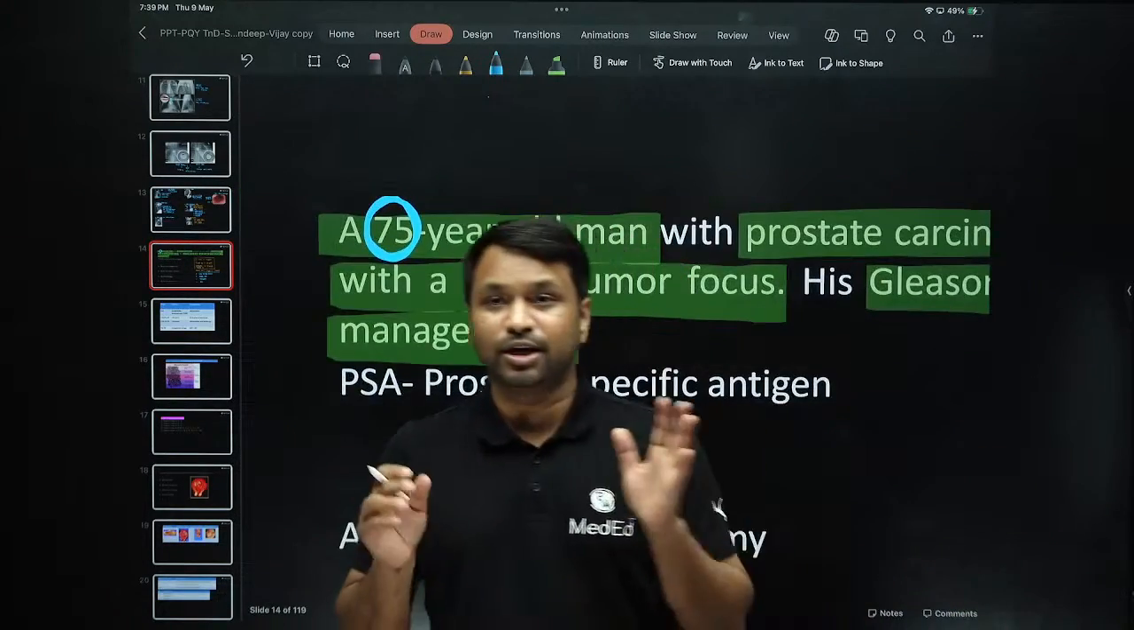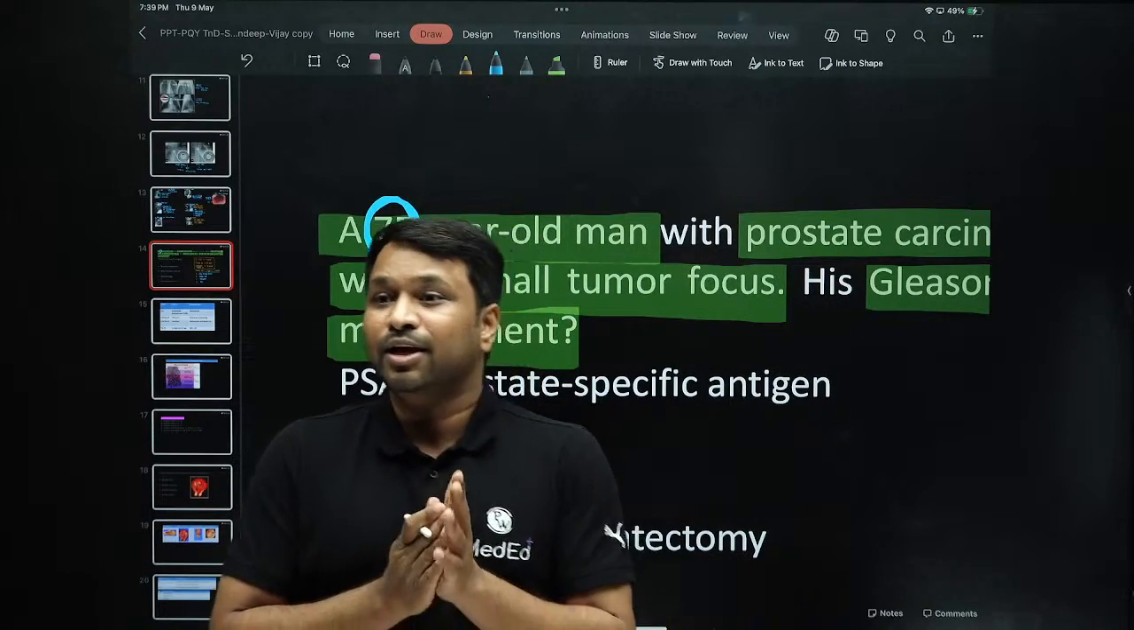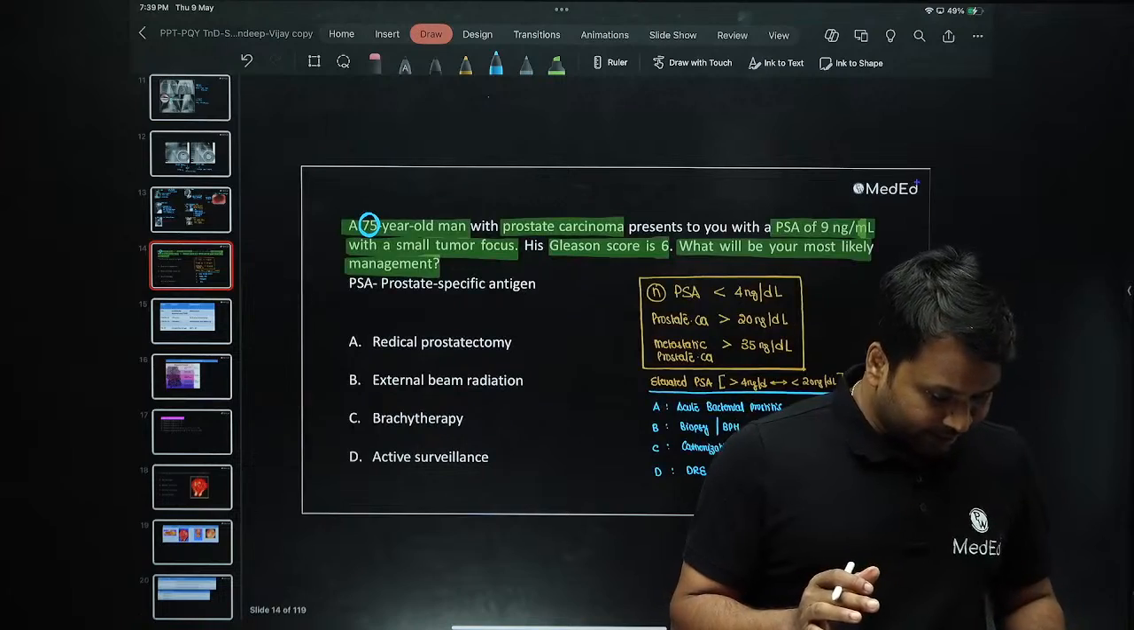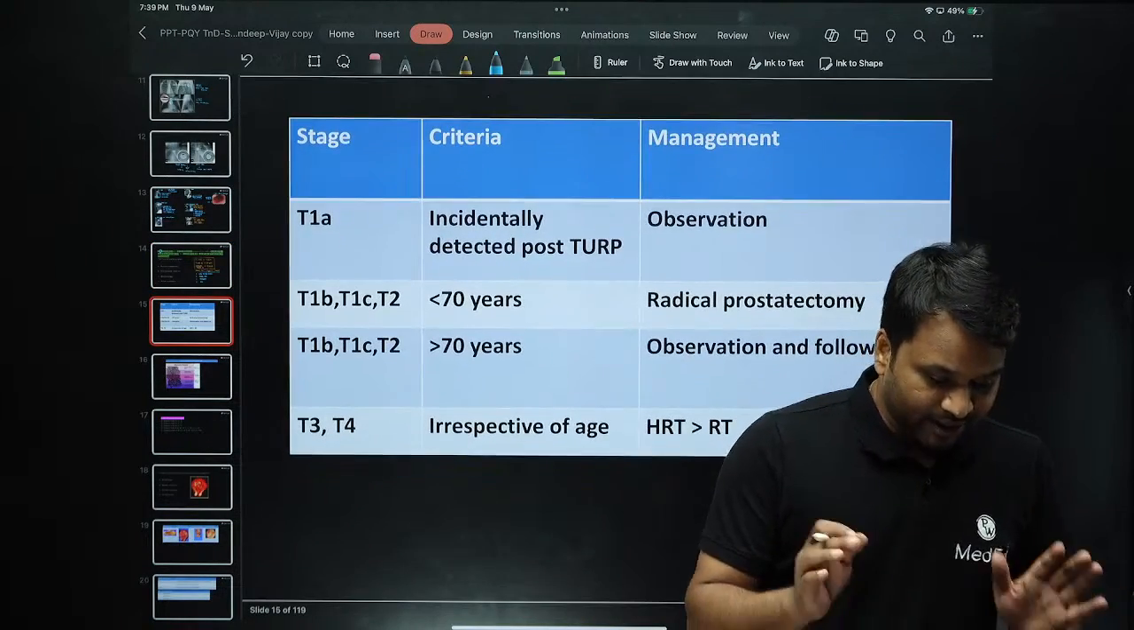We wanted a patient who has to be less than 70. Low risk is more than 70, 75 is not. So you need to look at the age of presentation. So that is why we have the criteria for management.